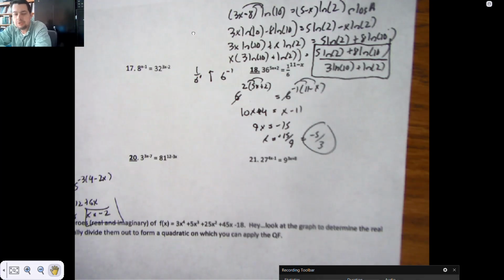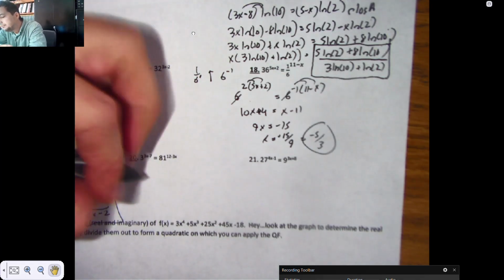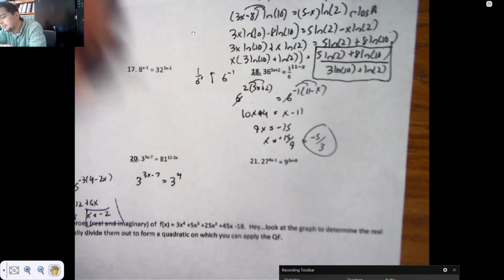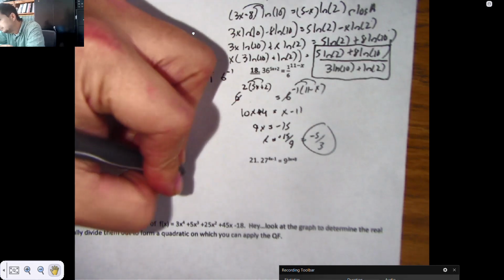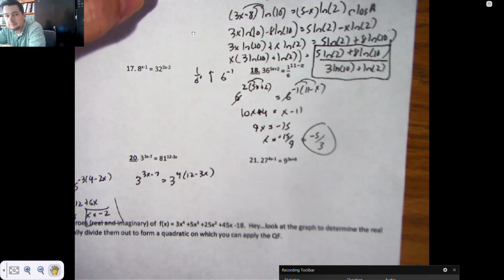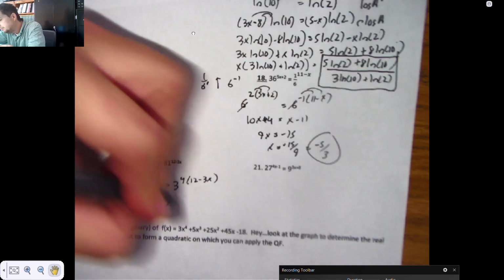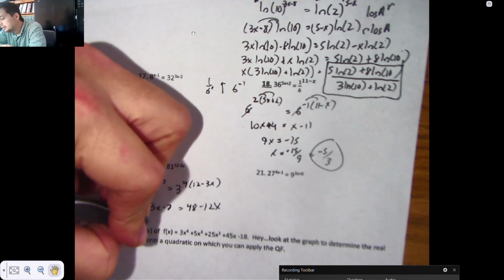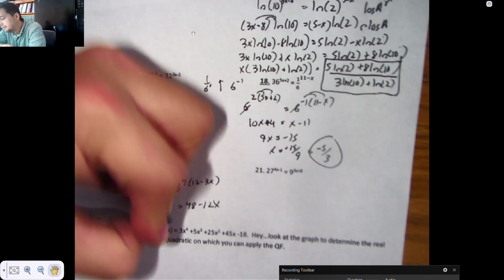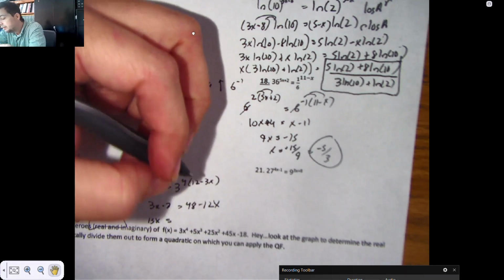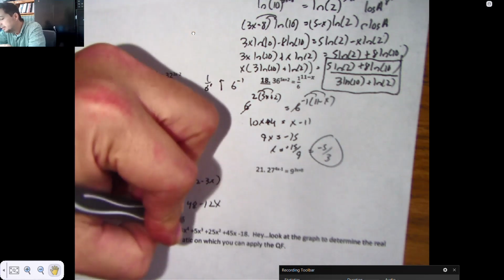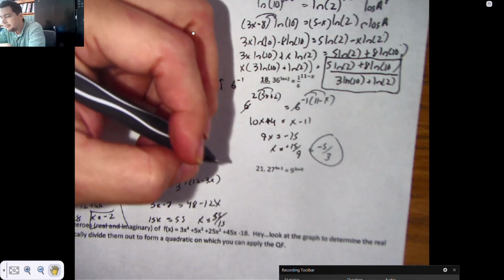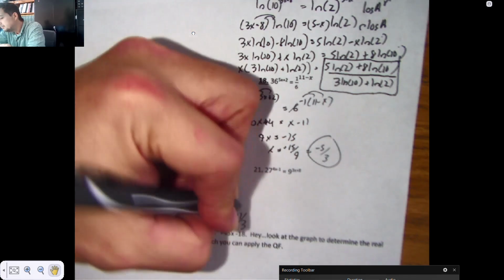Almost done. Got 20 and then 22 left to go. I'm going to leave that 3 as it is because 81 is a power of 3. It's 3 to the 4th. Exponents are now equal. Distribute. X is on one side, numbers on the other. If you add 12 to 3, you get a 15. If you add 7 to 48, you get a 55. Divide by 15. Both those by 5, you get 11/3.